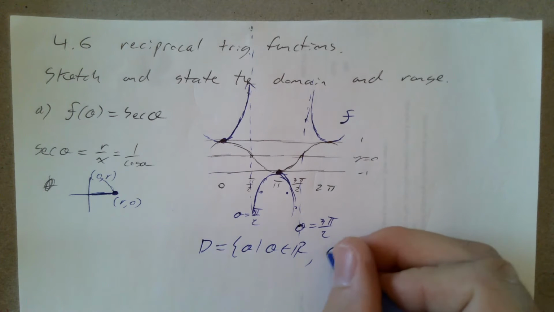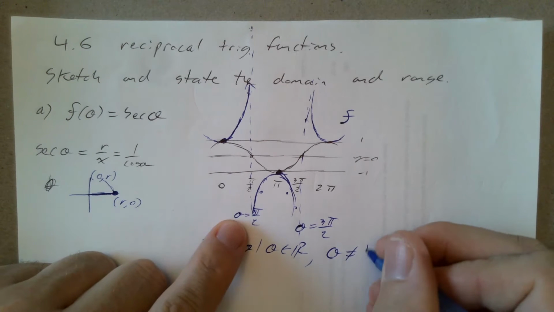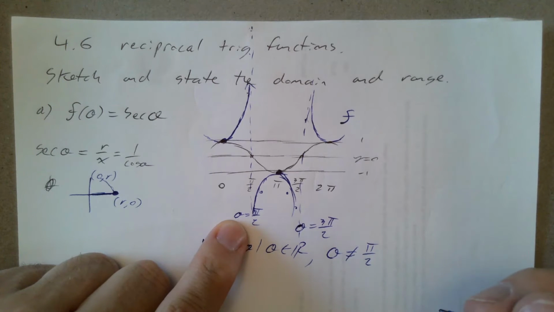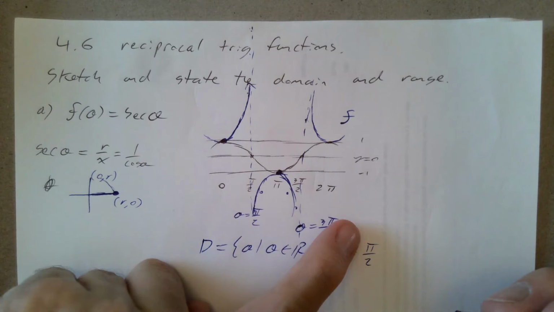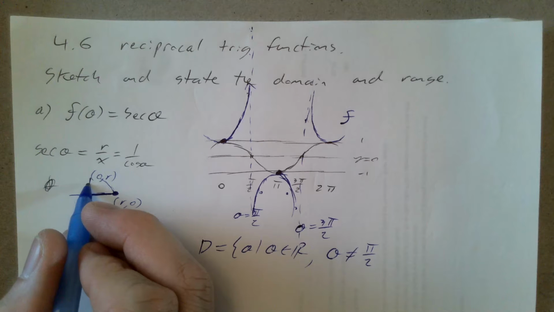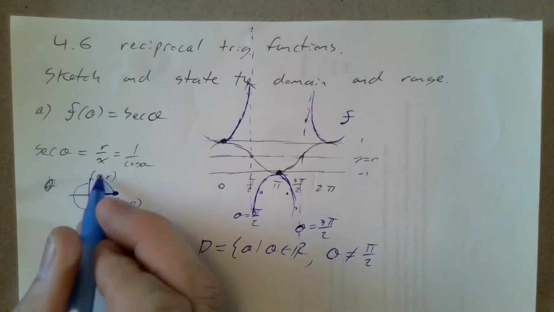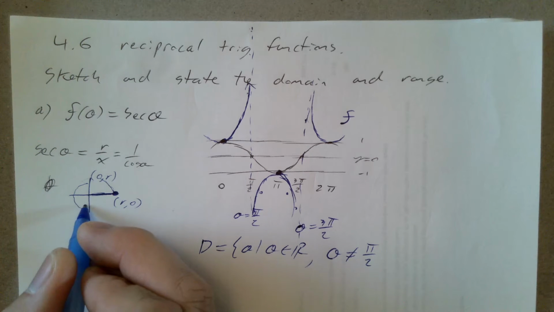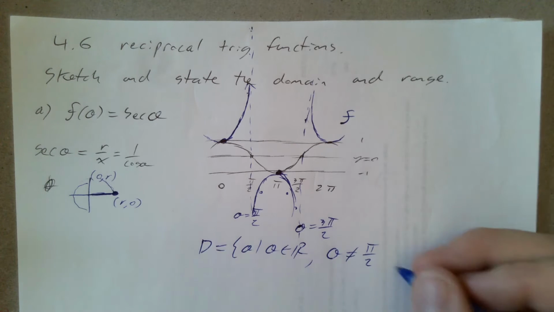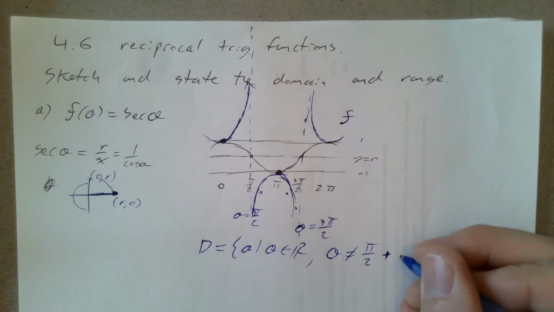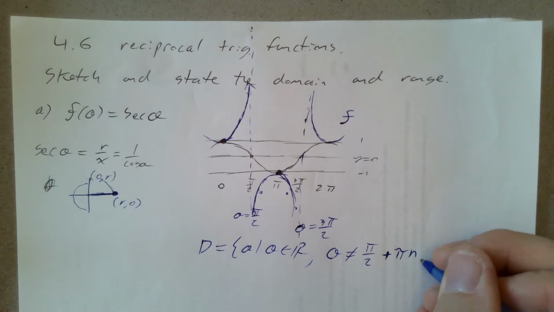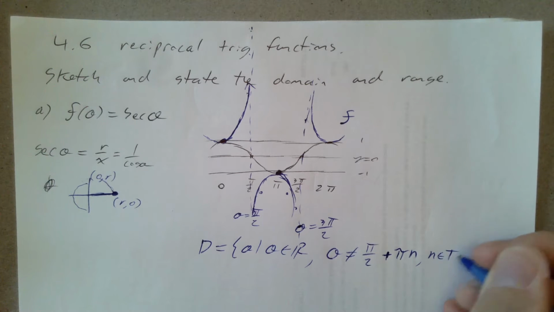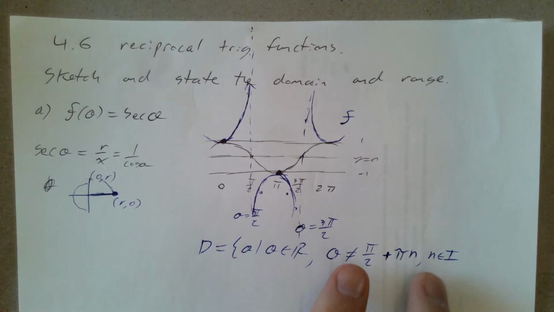But theta cannot equal pi by 2. Theta cannot equal 3 pi by 2 or 5 pi by 2. The distance in between restrictions here is going to be a half rotation, or pi. That's my common difference in this arithmetic sequence. So I add integer multiples of pi. And that creates the family of values that theta cannot be, just like the family of roots of the cosine curve.